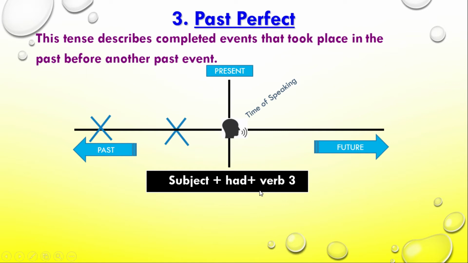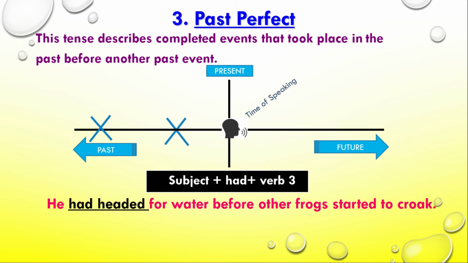He had arrived. They had arrived. Write, wrote, written. The third form is written. Speak, spoke, spoken. The third one is spoken. See the examples. He had headed for water before other frogs started to croak. The first action that happened in this sentence is he had headed for water. Then the frogs started to croak.